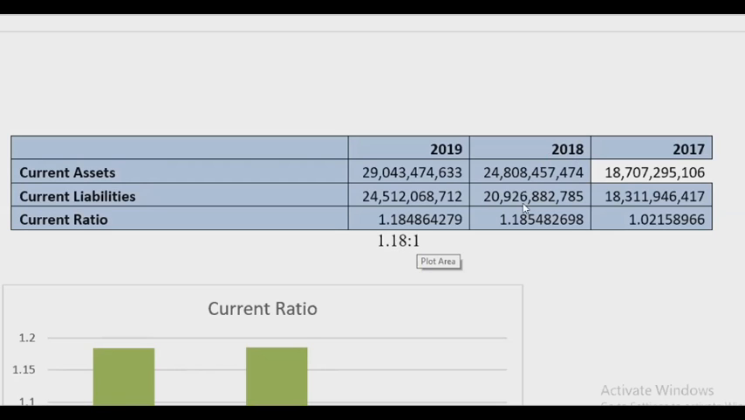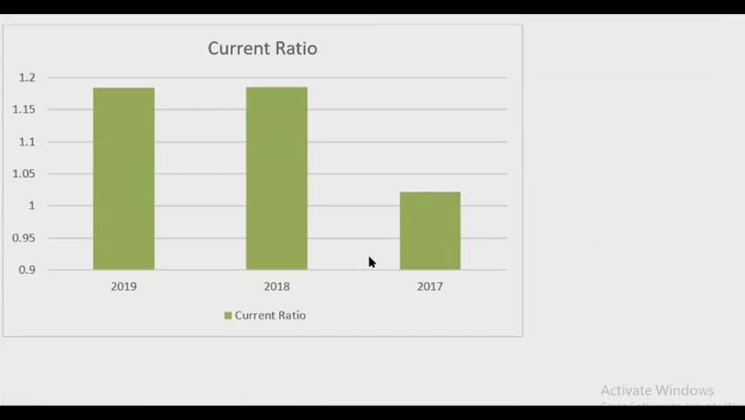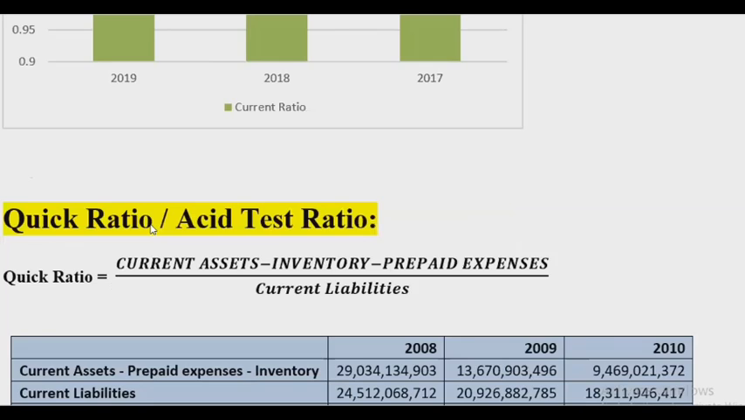In 2018, again, we have 1.1 of current assets ready for payment for every $1 of liability. But in 2017, we have 1.0 of current assets ready for payment in order to pay every $1 of liability. Here is the graphical representation of the current ratio for 3 years. 2017 was not good as compared to 2018 and 19. So here is the comparative analysis of the current ratio.